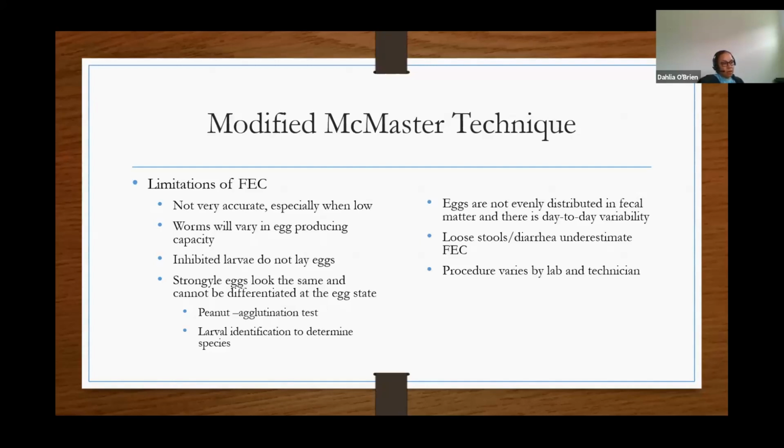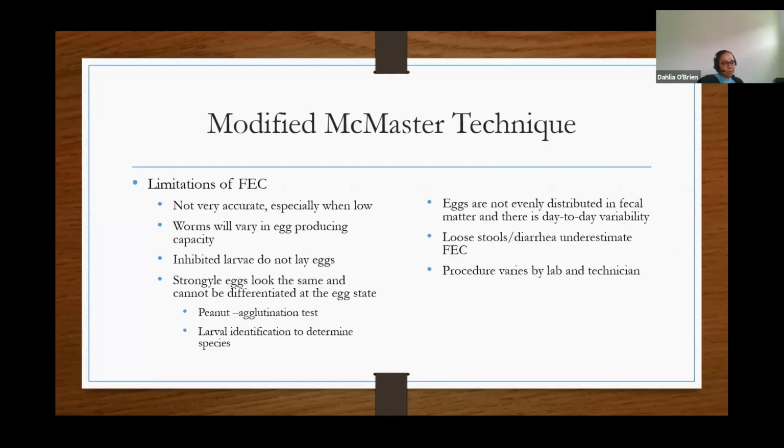I mentioned before, eggs are not distributed evenly in a fecal sample. Loose stools or diarrhea underestimate the fecal egg count. That moisture increases the weight of that fecal sample, so it underestimates the fecal egg count. And finally, procedures will vary by labs and technicians. So the procedure I've showed you today is what I do in my lab. If you watch someone else, or you go to someone else's lab class or lab to learn, then that technique might be slightly different. The key thing to remember is that you want to be consistent in how you're doing it on your farm or in your lab.